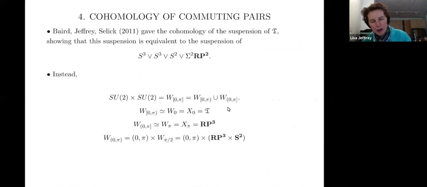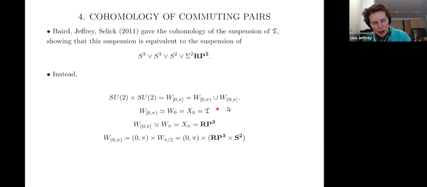I'll say something about the space of commuting pairs. With Tom Baird and Paul Selick, we gave the cohomology of the suspension of the space of commuting pairs, showing that it is equivalent to the suspension of a wedge of a collection of spaces. So here we're able to look at W sub 0, 0 pi means all of SU2 cross SU2. And so it decomposes according to the ones where the theta is less than pi and the ones where the theta is bigger than 0, which includes pi.